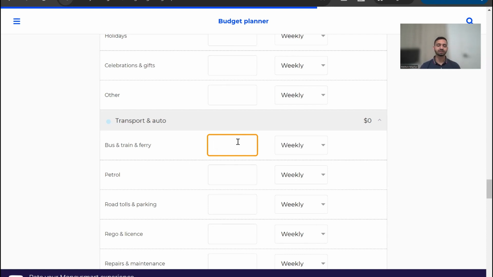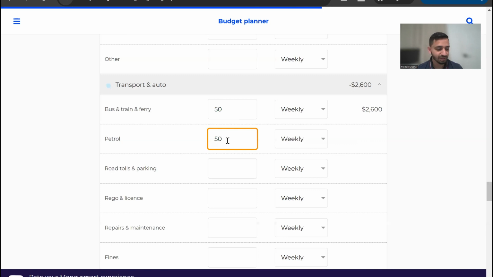I've surveyed many students and got to a figure: on average, students spend about $200 a month for buses and ferries and trains. And for petrol, about $50 per week. I'd put $50 as well, because if you're driving quite a lot, it can be very expensive.